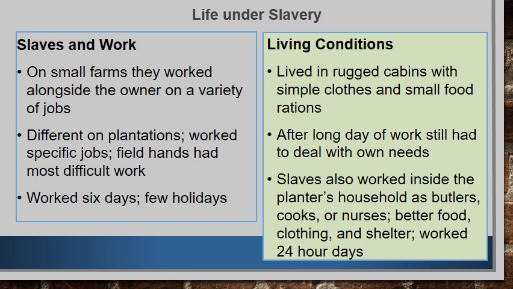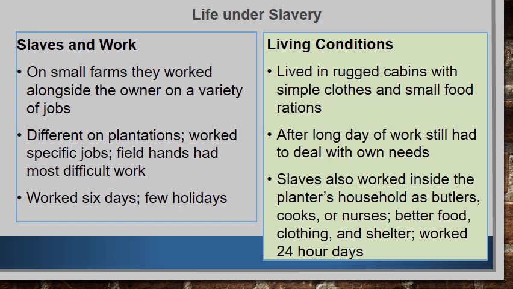After the workday, of course, the slave still had his own needs. Maybe he kept a garden. Sometimes masters would allow that. He's got a family to take care of. Maybe they're small children. There are all kinds of other things going on in these people's lives besides just the work on the plantation.